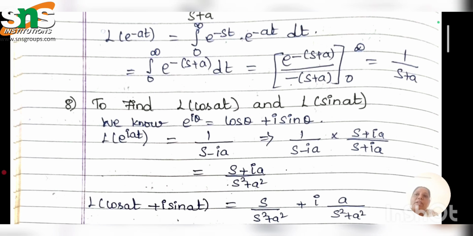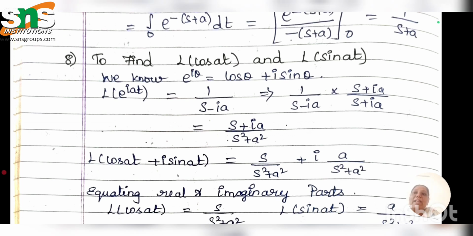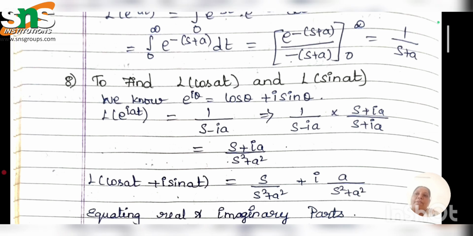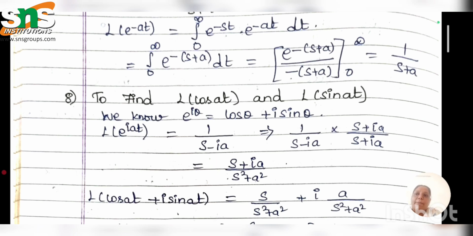The next formula is we are going to derive cos at and sin at. We know the e power i theta formula, the exponential function, where e power i theta equals cos theta plus i sin theta, which we call the cosine function. So e power i at, in the same format, instead of theta we have a into t here. So we will get L of e power i at, which is nothing but 1 divided by, we saw that the formula for e power minus at is 1 divided by s plus a. So similarly for e power at it is 1 divided by s minus a. According to that, we will get 1 divided by s minus ia.